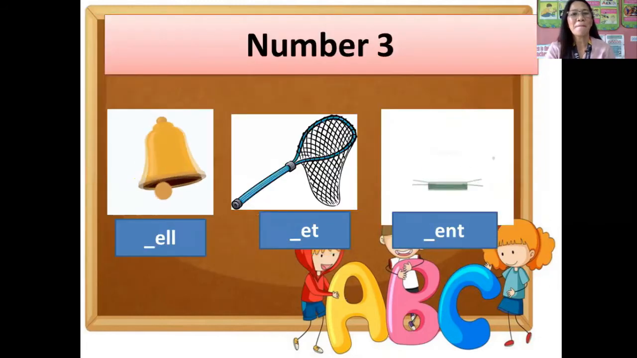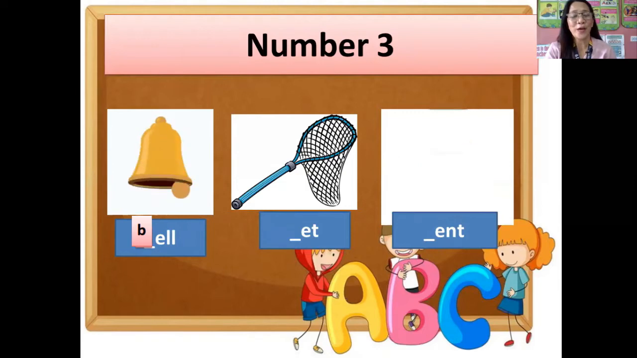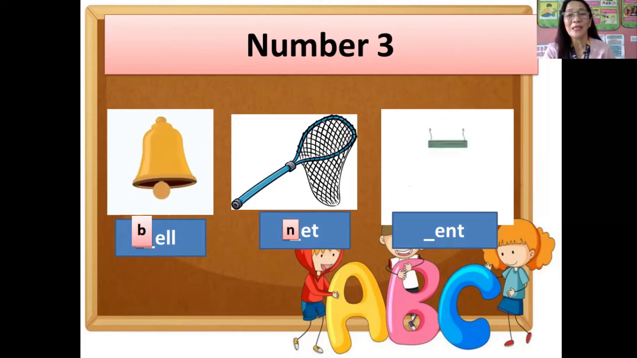Number 3, the picture of a bell. The word bell begins with letter B. Next is a net. The word net begins with letter N. And the last is a picture of a tent. The word tent begins with letter T.